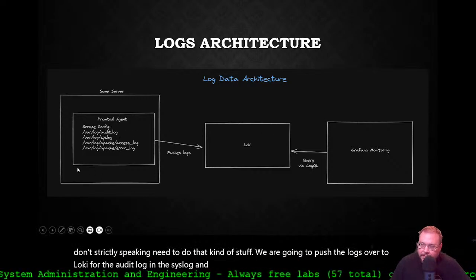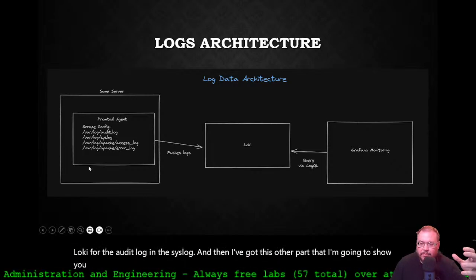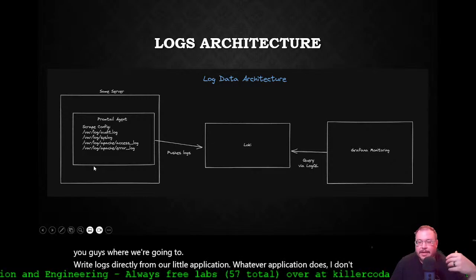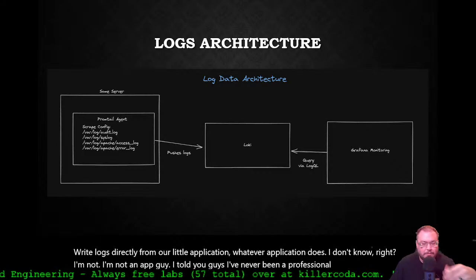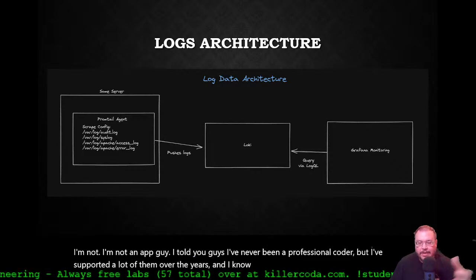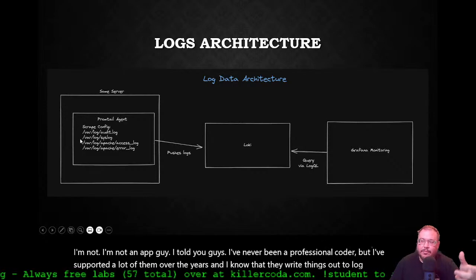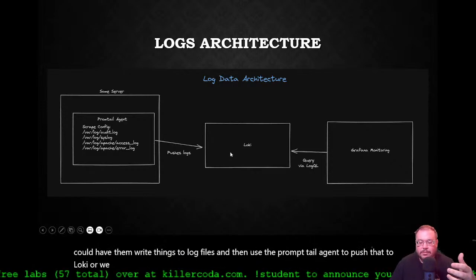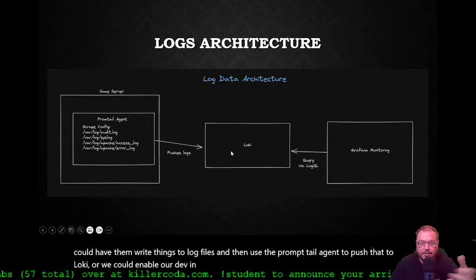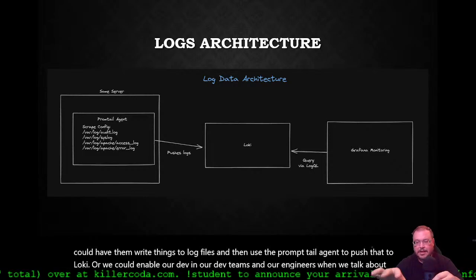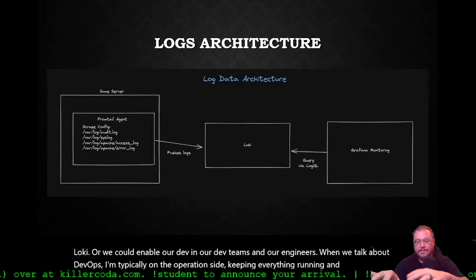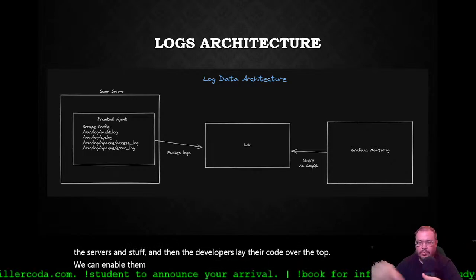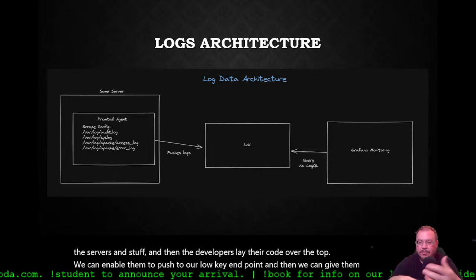And then I've got this other part that I'm going to show you guys where we're going to write logs directly from our little application, whatever our application does. I don't know, I'm not an app guy. I told you guys I've never been a professional coder, but I've supported a lot of them over the years, and I know that they write things out to log files. Well, we could have them write things to log files and then use the Promtail agent to push that to Loki, or we could enable our dev teams and our engineers. When we talk about DevOps, I'm typically on the operations side, keeping everything running and building the servers and stuff, and then the developers lay their code over the top. Well, we can enable them to push to our Loki endpoint, and then we can give them the ability to see what's going on in their system.